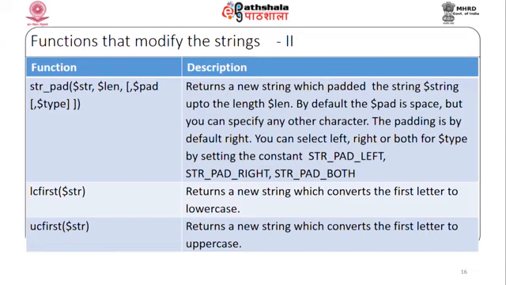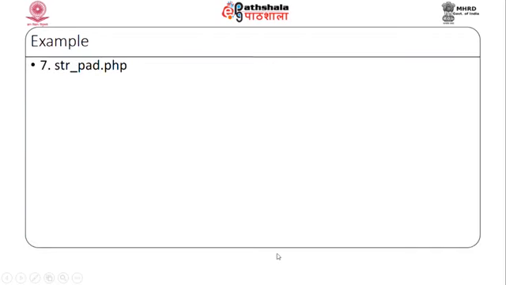You can select left, right or both types of padding by setting the constants STR_PAD_LEFT, STR_PAD_RIGHT, or STR_PAD_BOTH. lcfirst returns a string which converts the first letter to lowercase, meaning the first character is lowercase. ucfirst means the first character is in uppercase. It returns a new string which converts the first character to uppercase. Let me give an example of this one.